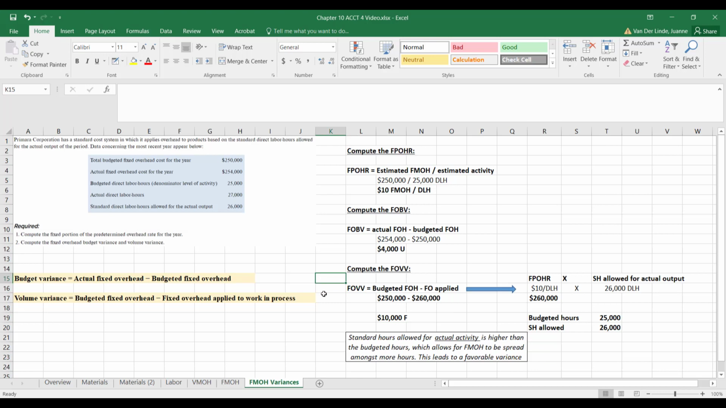So this is it for Appendix A, how we found the fixed overhead budget variance and the fixed overhead volume variance. So that's that for Chapter 10.